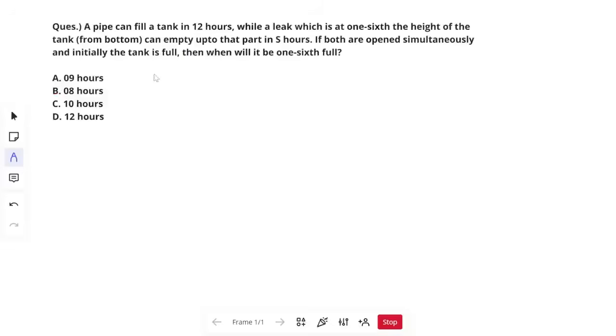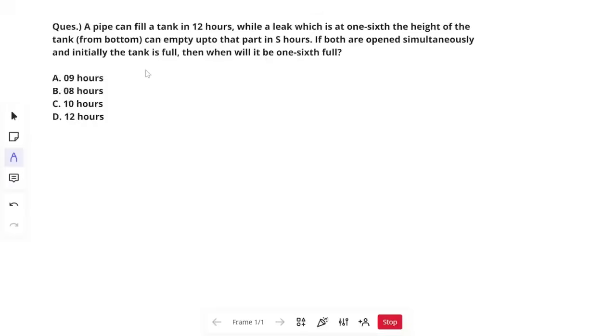Let's look at this question. A pipe can fill a tank in 12 hours, while a leak, which is at 1/6 the height of the tank, can empty that part in S hours. If both are open simultaneously and initially the tank is full, then when will the tank be 1/6 full? We have options as 9 hours, 8 hours, 10 hours and 12 hours.